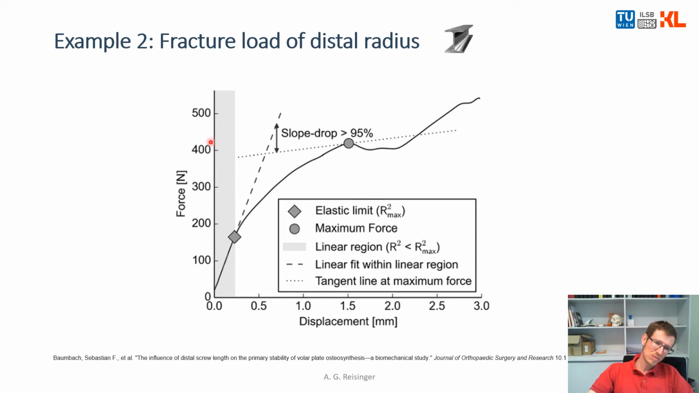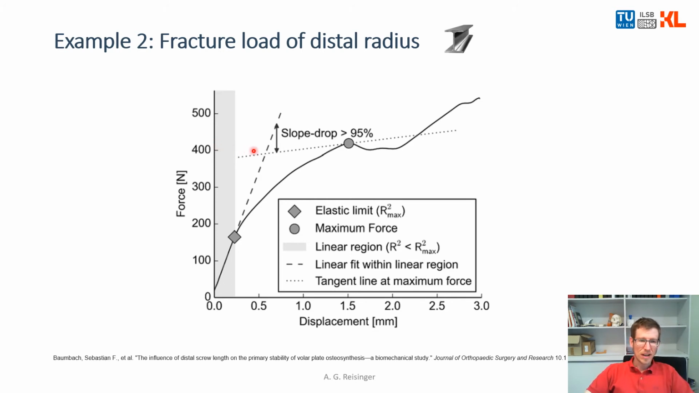So the failure load was 400 and something Newton, not much. So a little bit more than 40 kilograms. And I think you can reach 40 kilograms quite easily when you fall on your wrist. So it's sensitive and you can get a secondary fracture easily.